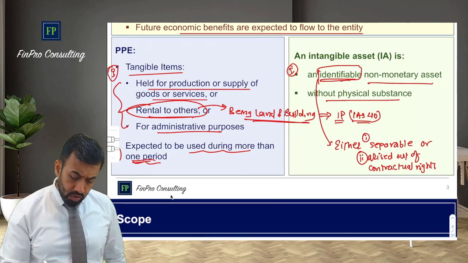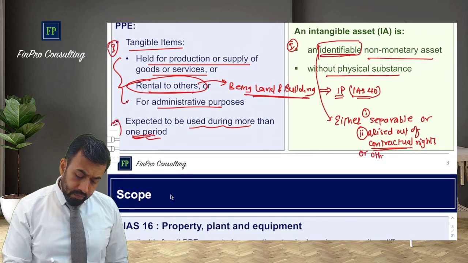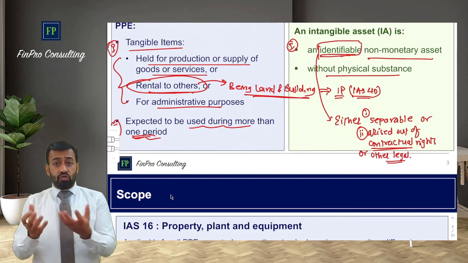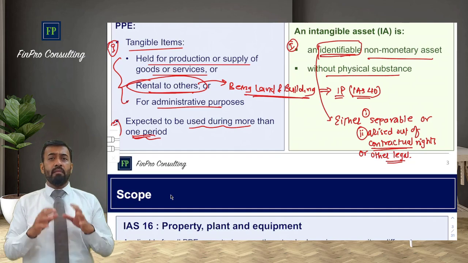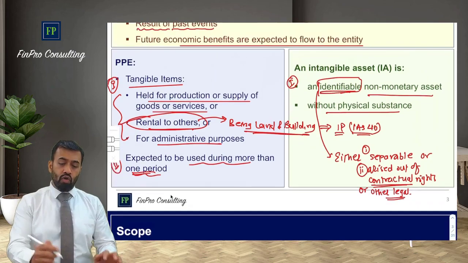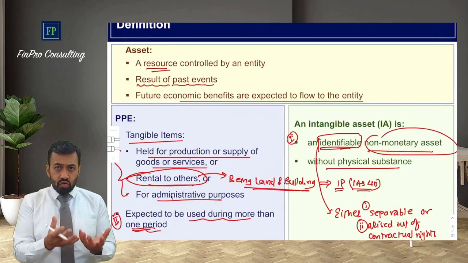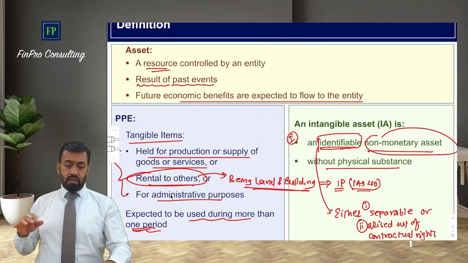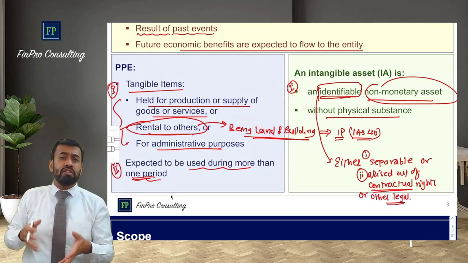So I have written contractual. You have to also write or other legal rights. Contractual or other legal rights. If it arises out of that, then that's my asset. What is identifiable? We are talking about a non-monetary asset. An asset is a resource. If that resource arises out of a legal or a contractual right, then it becomes identifiable, because I cannot see it.